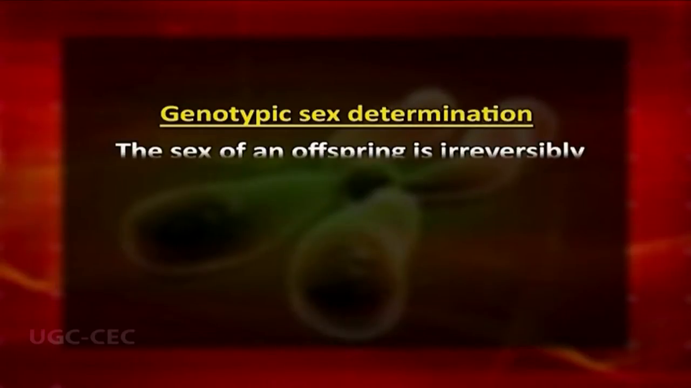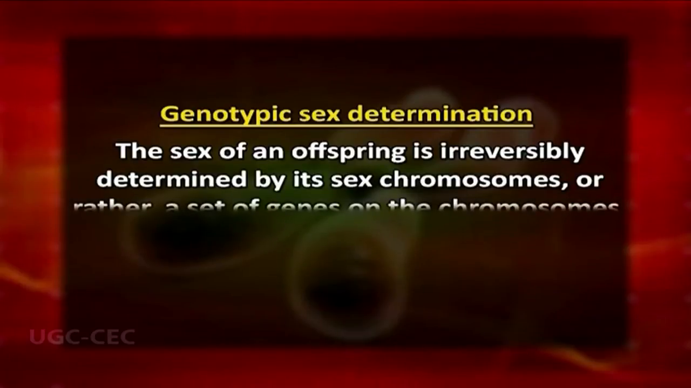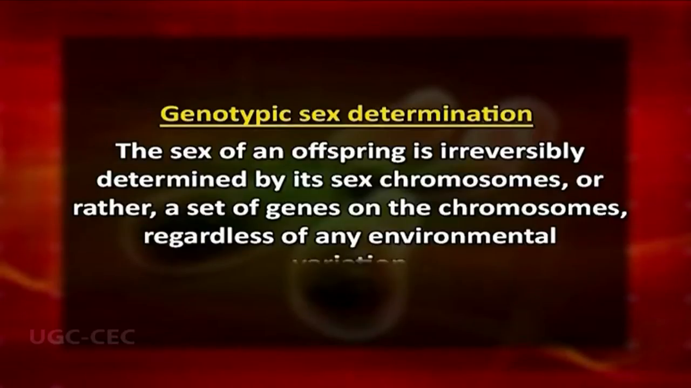In many organisms, the sex of an offspring will be irreversibly determined by its sex chromosomes, or rather a set of genes on the chromosomes, regardless of any environmental variation. This condition is known as genotypic sex determination. However, in some organisms, the immediate environment determines whether the offspring will become a male or a female, a condition that is referred to as environmental sex determination. Ultimately, environmental sex determination is also controlled by genes.